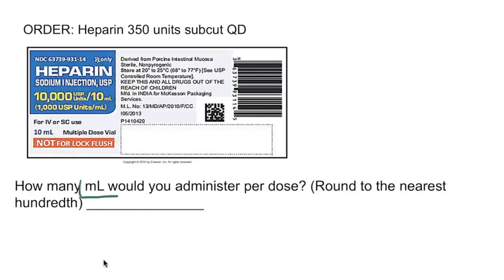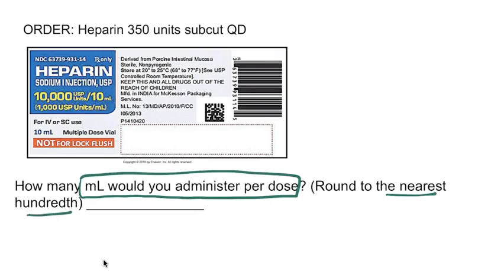Okay, how many milliliters will you administer per dose, round to the nearest hundredth? I need to know my doctor's order. With my D, it's 350 units. And what do I have? Got to go into my concentration here.